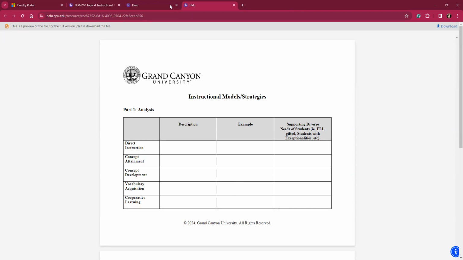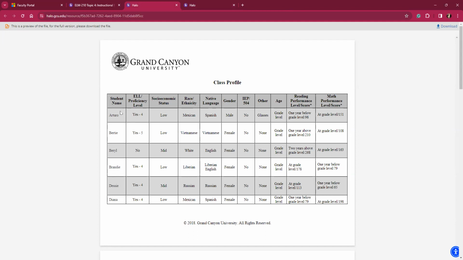So on the class profile, you'll see an example class. You'll be using this class profile throughout your program, and you'll be able to see that we have some students with different needs in our class here. This is our example class. So we have some students who wear glasses, some students who are below reading, some students who are on level and above. Same with math, some below, on, and above level.